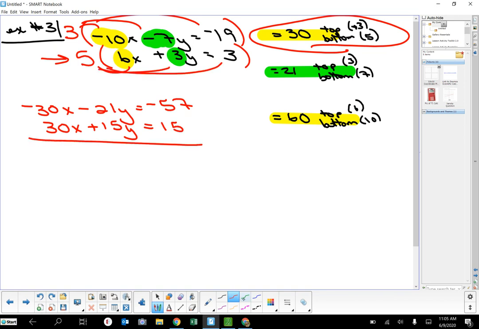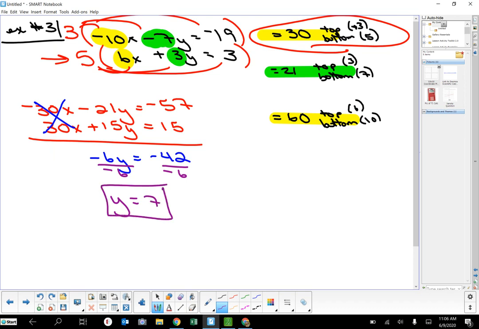Now I'm going to add down. These will cancel out. Negative 21 plus 15 is negative 6. Negative 57 plus 15 is negative 42. And when I divide by negative 6 and divide by negative 6, I get y equals 7. All right, now you can pick which other equation you want to use. I like this one here because everything's positive in it. So I'm going to bring this down for my second solve.